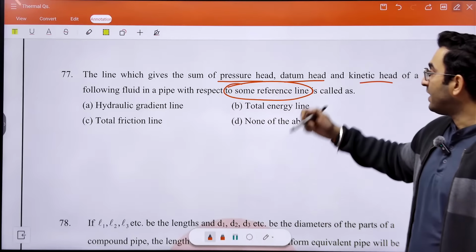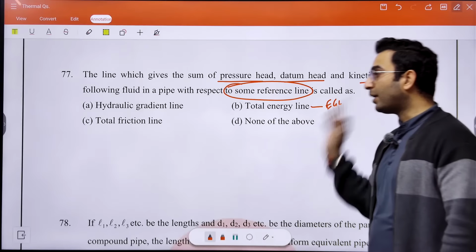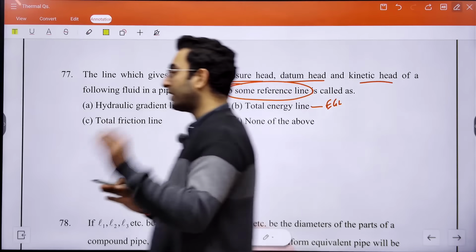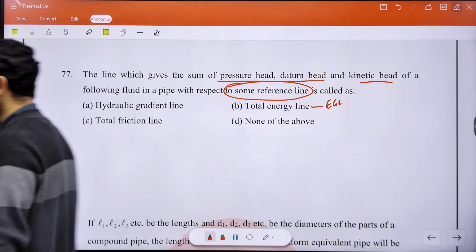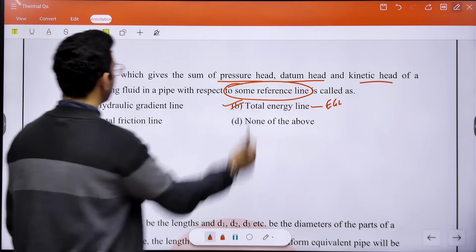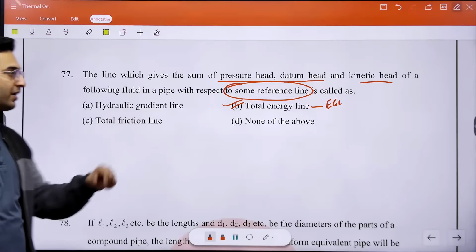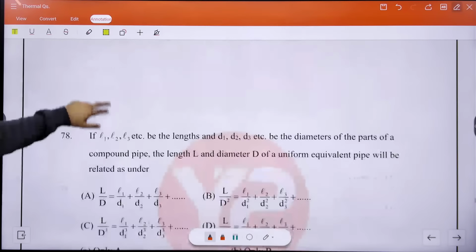Energy gradient line, total energy line, both are the same thing. It represents the sum of pressure head, kinetic head and potential head. So option number B is going to be the correct answer here. Hydraulic gradient line tells you about the piezometric head at different points.